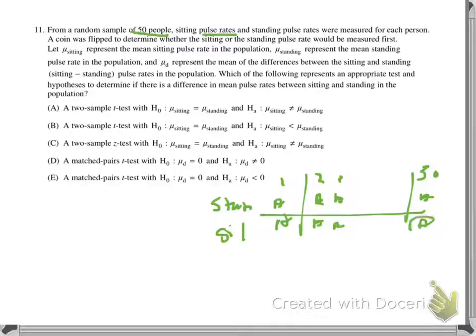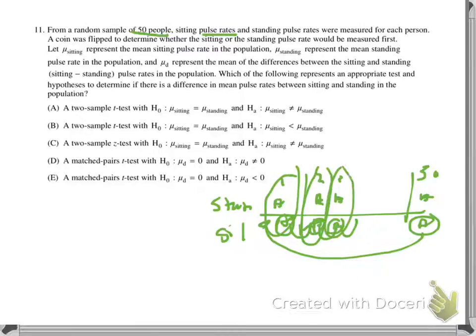Now, do you agree with me that if I was to take this data right here and put it here, and then this guy moves here, and this guy moves here, is it the same data? If you answered no, then it's not a difference of means, because for a difference of means, order doesn't matter. Matched pair order does matter. So this data belongs together, this data belongs together, and so on. So it's matched pairs. So A, B, and C are out.